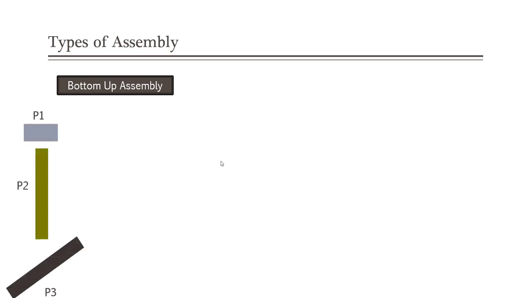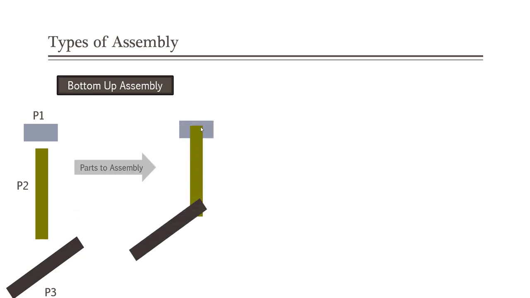The first one is called the bottom-up assembly, and in the bottom-up assembly, what we do is we create individual parts of the model, for example, part 1, part 2, part 3, in the part module of SolidWorks, and then we combine these parts into a single assembly under the assembly module. So this approach is called the bottom-up assembly approach, in which we start from parts and go to assembly.